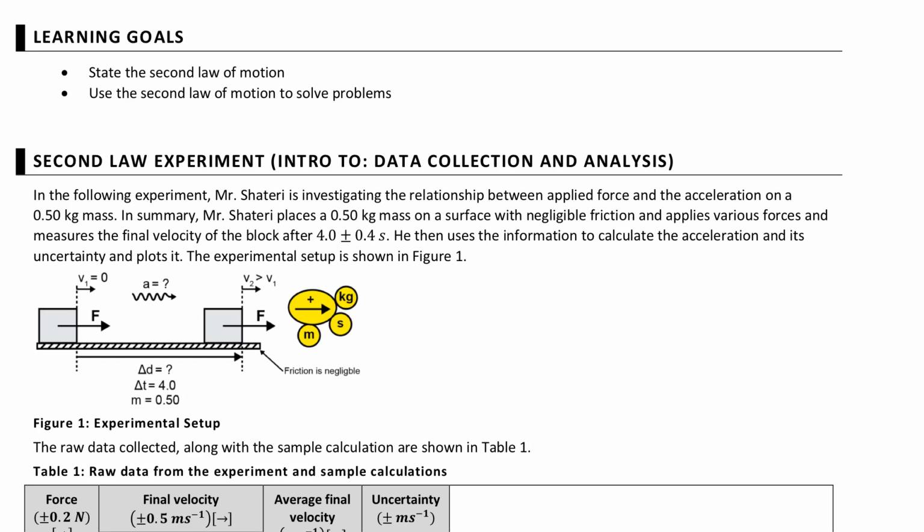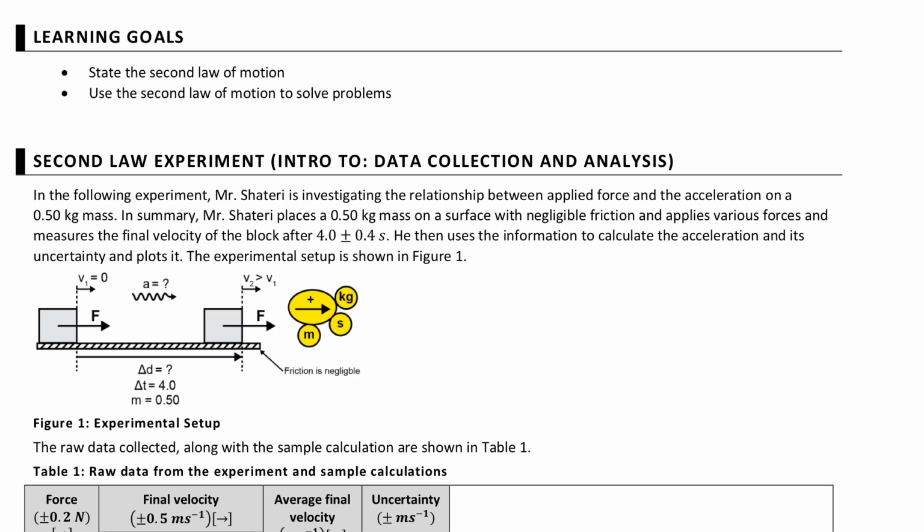and applies various forces and measures the final velocity of the block after plus or minus 0.4 seconds. So that's anywhere between 3.6 to 4.4 seconds. He then uses the information to calculate the acceleration and its uncertainty and plots it. The experimental setup is shown in figure 1.